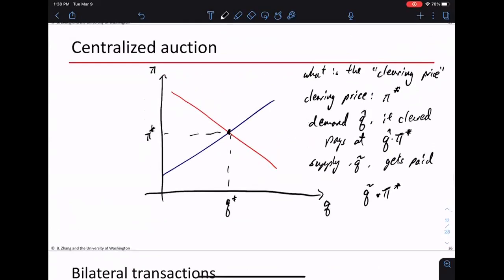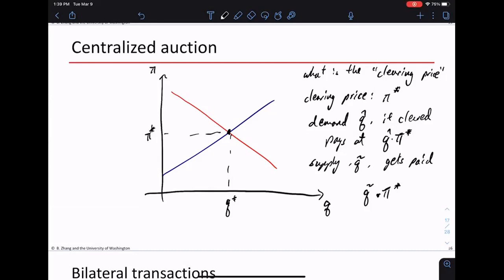So this pi star is really important. This is a clearing price. And if you remember the ERCOT or Texas outage, when the price was $9,000 per megawatt hour, it was talking about this number pi star. So this is an important price, the clearing price, and everything gets exchanged at this clearing price.